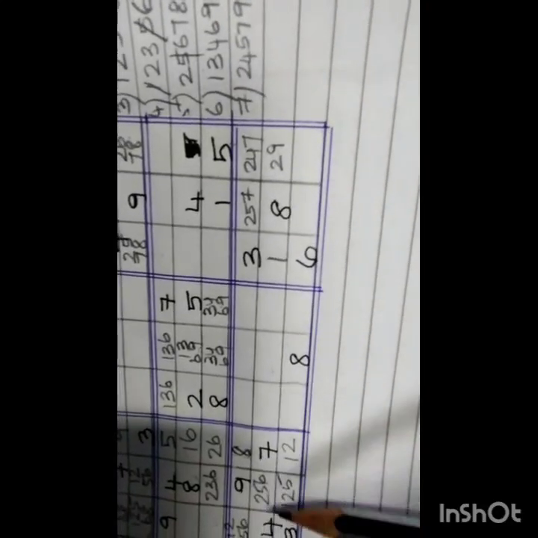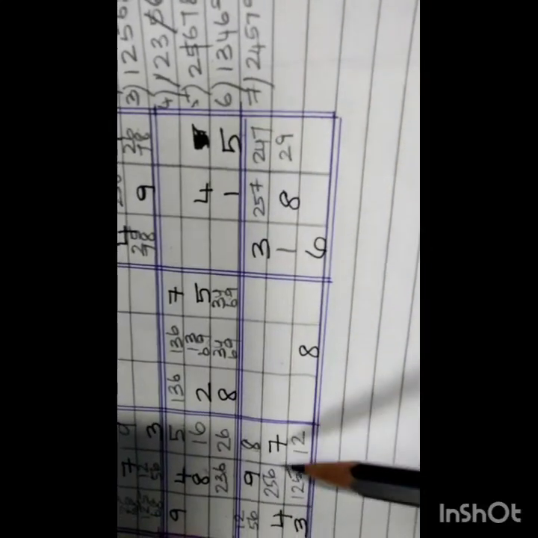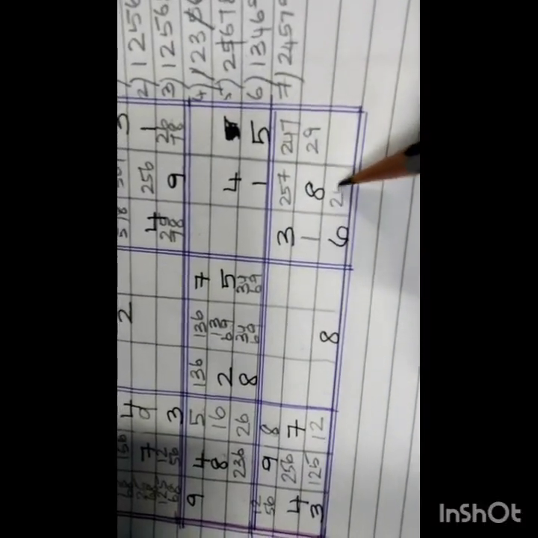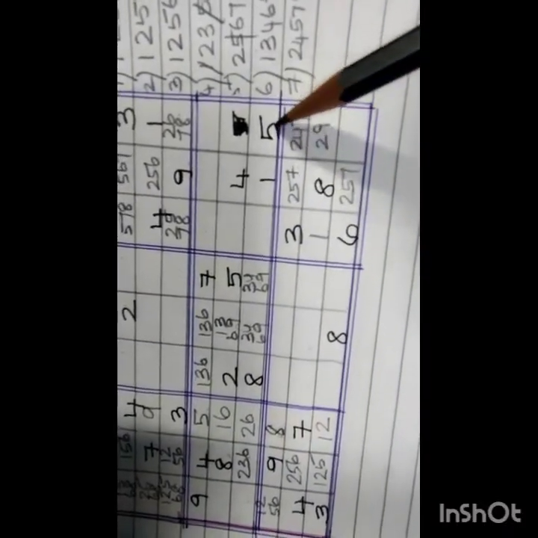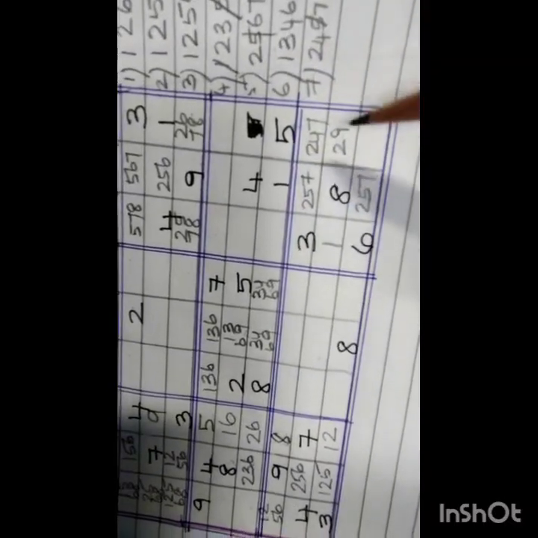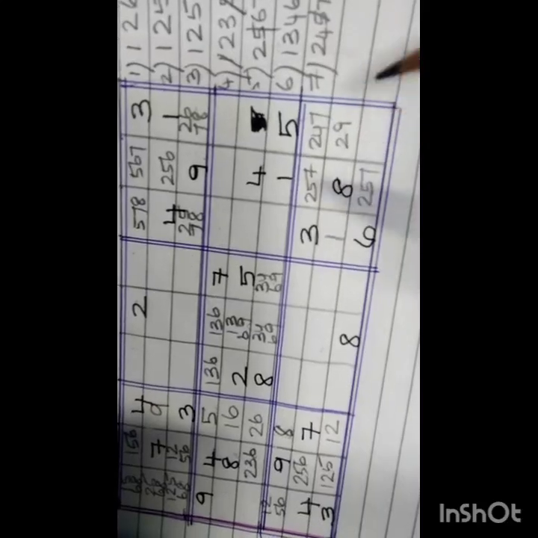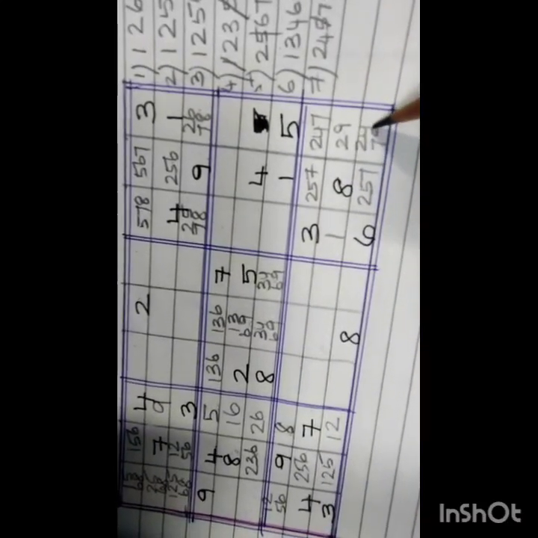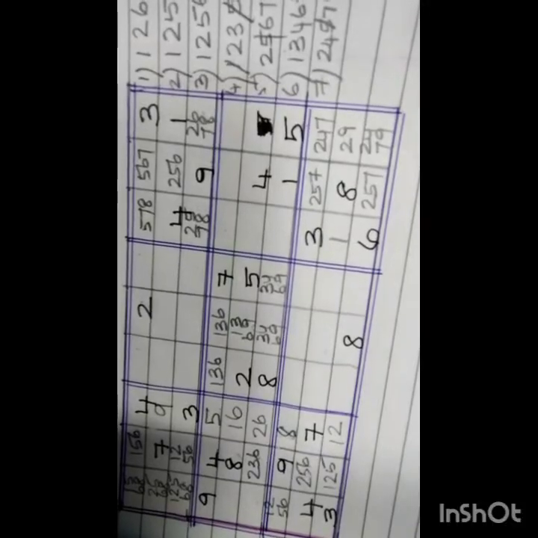5 in the same column cannot come. 4 and 7 in the same row. So 2, 9 are the numbers. Here 4 and 9. So 2, 5, 7. Here only 5 cannot come. 5 is there in this column. So 2, 4, 7, 9. Okay.